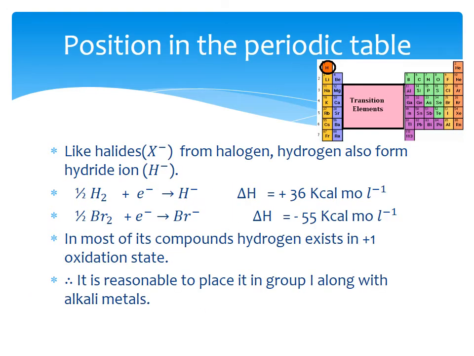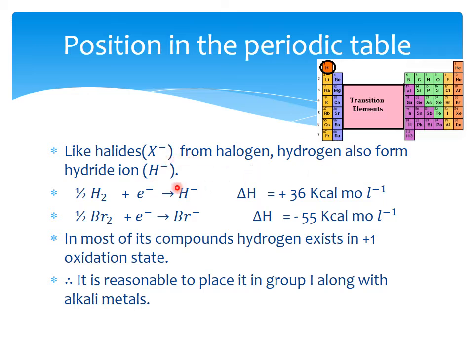Let's see how it resembles the halogen group. You know that a halogen X has a tendency to accept an electron. It releases much energy to accept the electron, that is X is converted into X minus. X is nothing but a halogen, either fluorine, chlorine, bromine or iodine. It gets converted easily into X minus by giving out much energy. It gains the electron and becomes X minus.